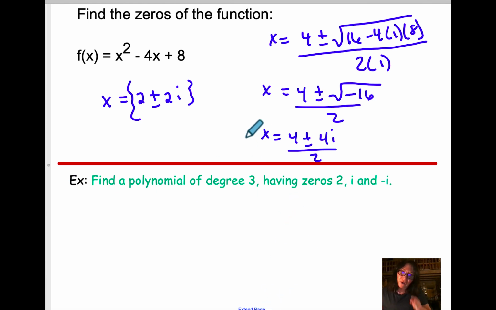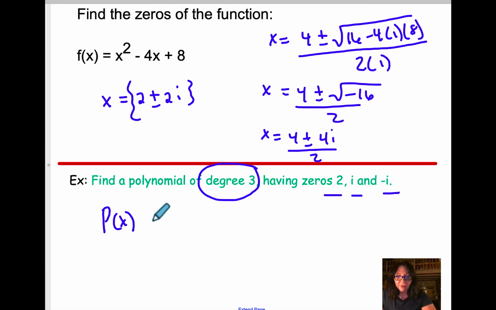For this one right here, it says find a polynomial that has a degree of 3, but my zeros are 2, i, and negative i. So a little bit going backwards like what we were doing before. We're going to call this polynomial p of x. I know my degree is going to be 3, but my zeros are 2, so I start off with x minus 2. And to get i, I would go x minus i. And to get negative i, I'd go x plus i.